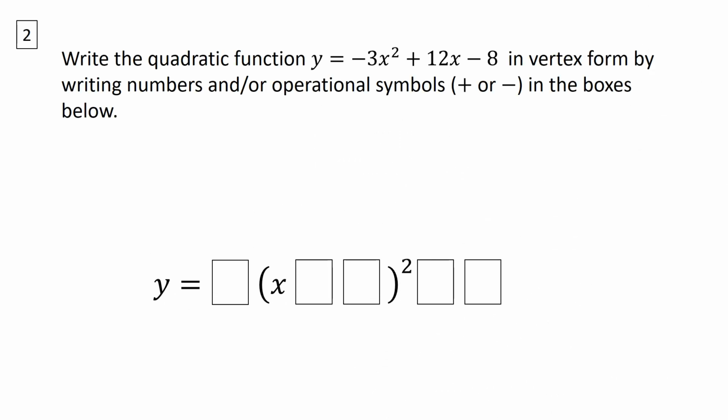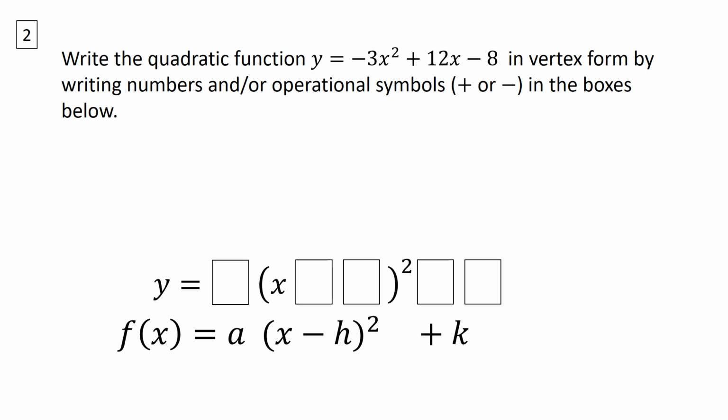Next up is a pretty standard problem. We're going to write this in vertex form. Vertex form is, of course, f of x equals a times x minus h squared plus k. That could be y instead of f of x. Same stuff. So we've got to figure out what a equals, what h equals, and what k equals.